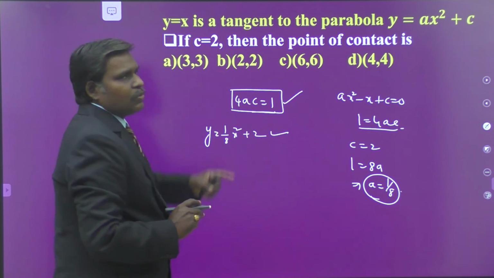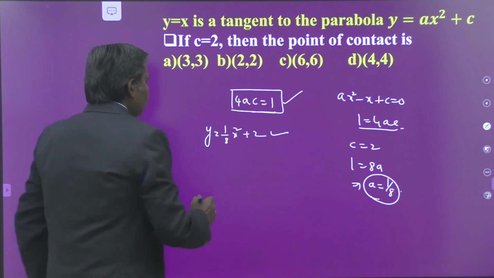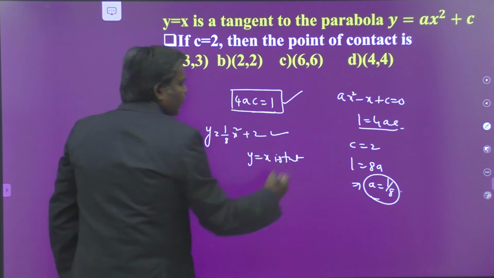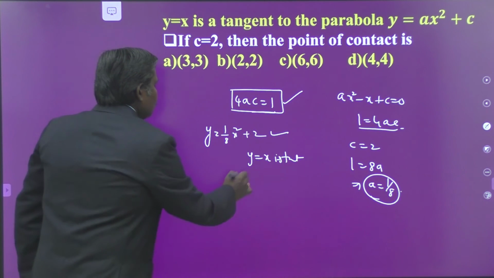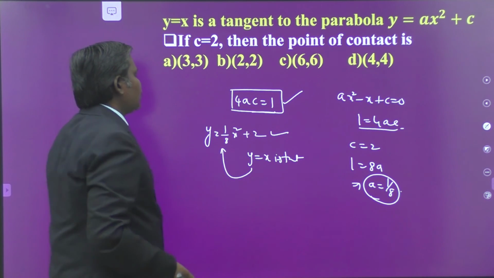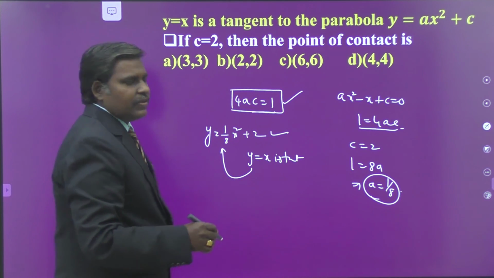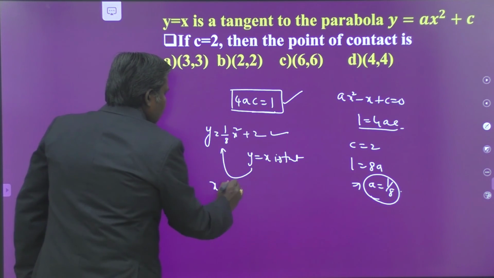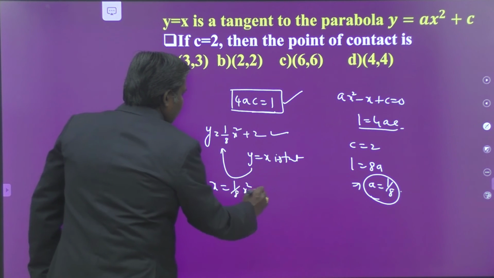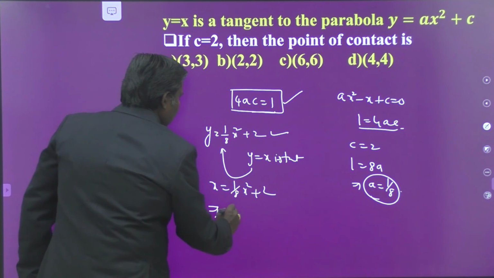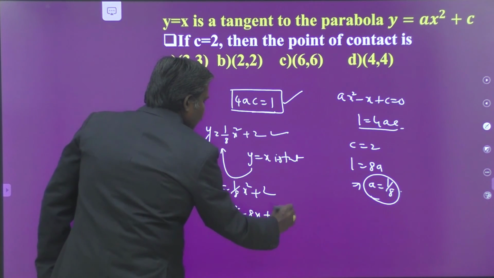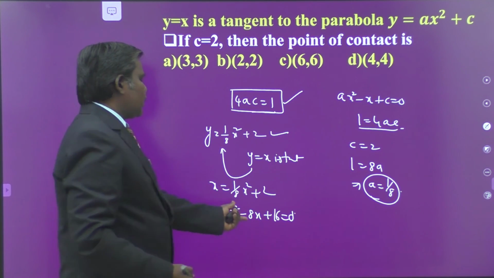For that curve, y equal to x is the tangent. So substitute y is equal to x here. We get the quadratic, from that you can easily find the point of contact. So x is equal to 1 by 8 x square plus 2, which means x square minus 8x plus 16 equal to 0. So it is a quadratic equation.